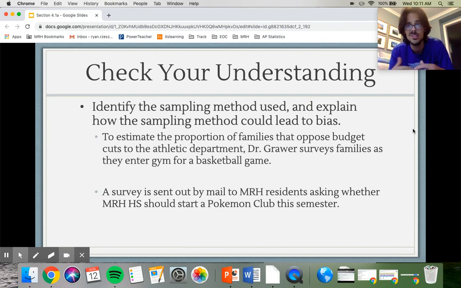First off, he's using data that's just easy to get to and right there at hand. But people who are in the gym for a basketball game probably really support athletics in general and care about athletics. People who don't care about athletics are probably at home, not even available to be chosen for the sample. So what would this do? We would overestimate the percent who oppose budget cuts. We would be underestimating the proportion who are in favor. So it's all about what they're asking for.